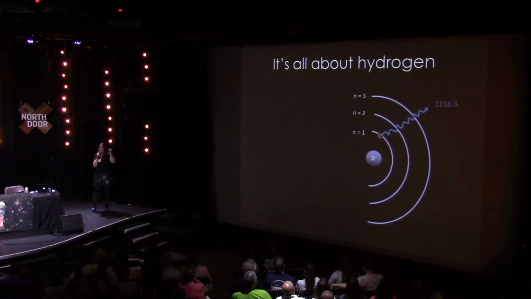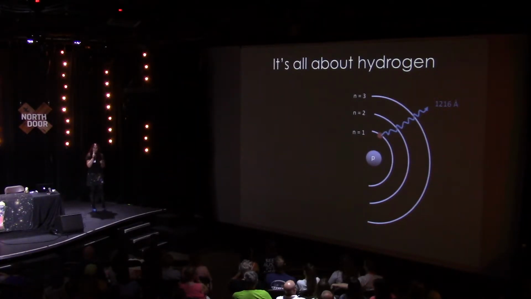And when it does that, it's emitting a very, very specific amount of energy that translates to light at a wavelength of 1216 angstroms. An angstrom is just a unit of distance. It's 10 to the minus 10 of a meter. This really specific energy is incredibly useful to us because this is a really, really common transition when you've got a bunch of hydrogen sitting around.